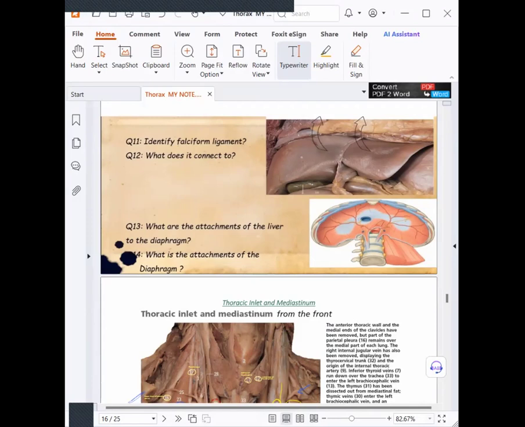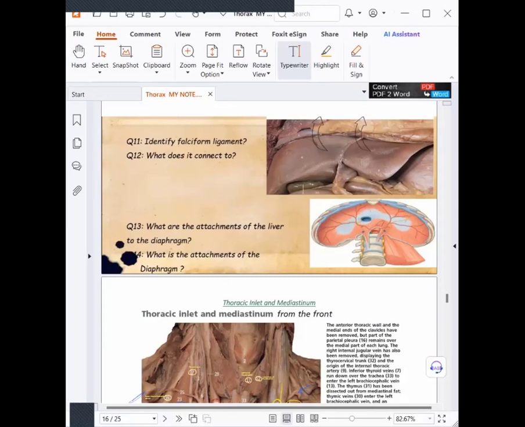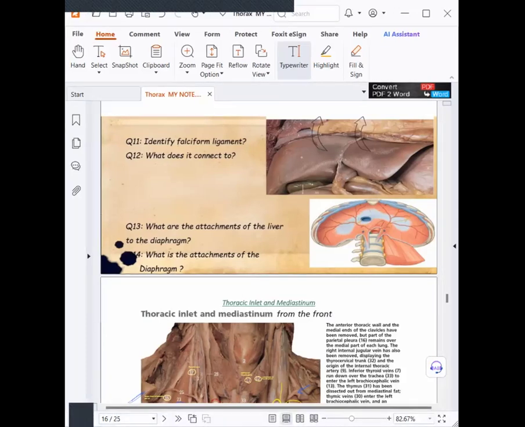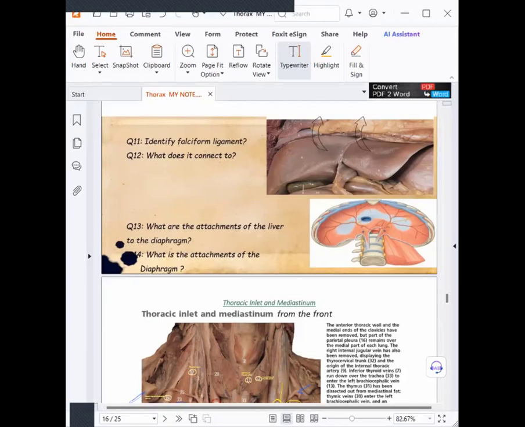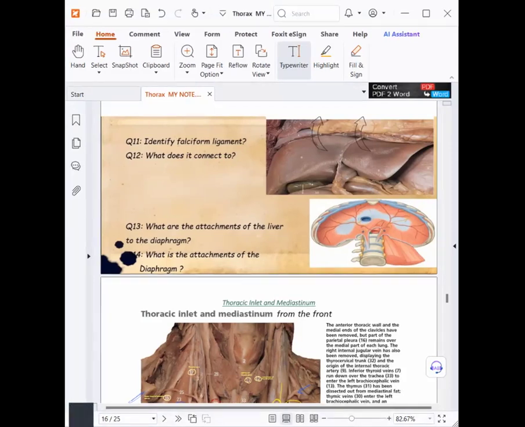What's the venous drainage of the liver? Hepatic veins: three hepatic veins draining directly into the inferior vena cava. So you will say it like this: the right, middle, and left hepatic veins drain into the inferior vena cava. Okay.